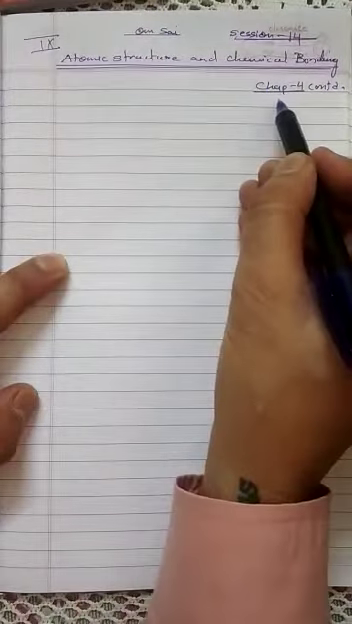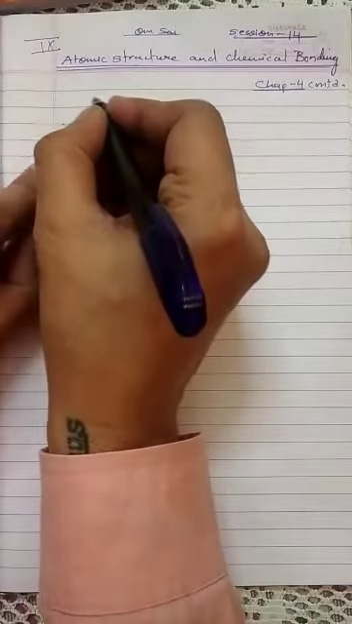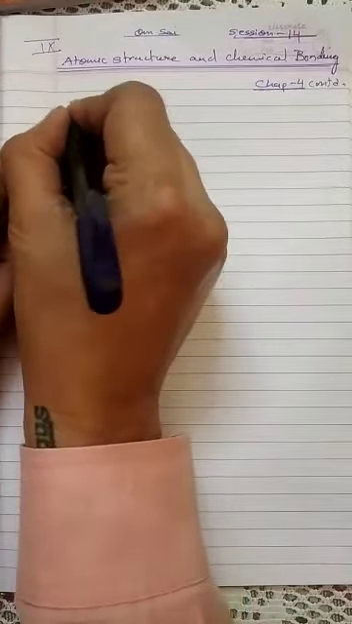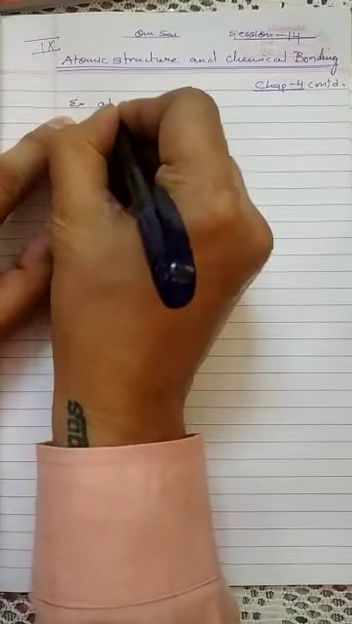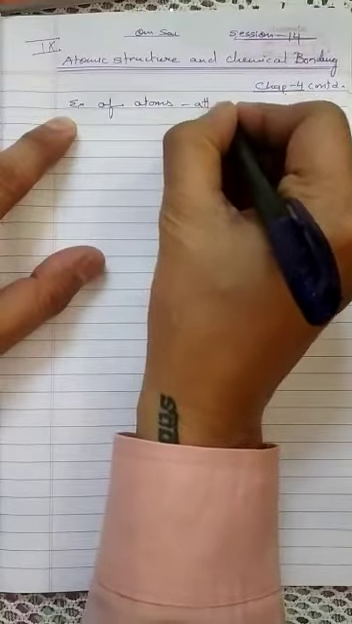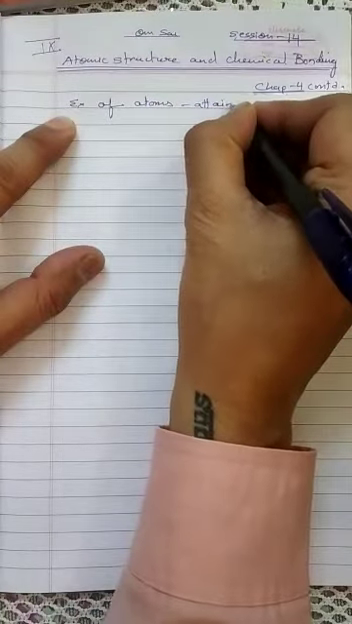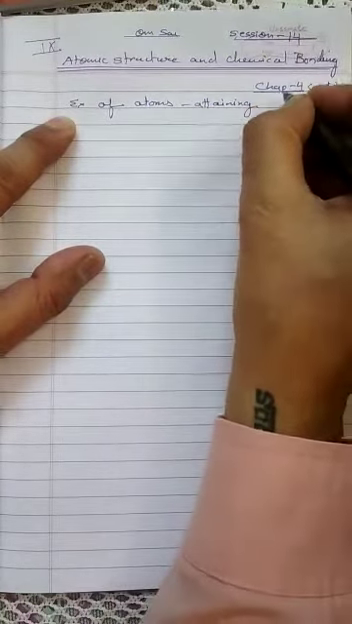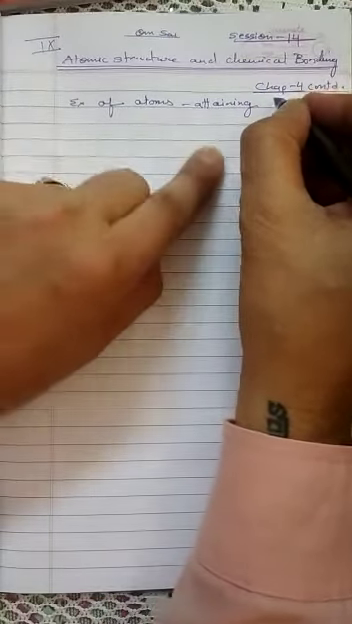The same chapter I am continuing with, chapter 4, atomic structure and chemical bonding. Today I will tell you some examples of atoms attaining chemical activity. How do they attain chemical reaction, or how do they react with each other?